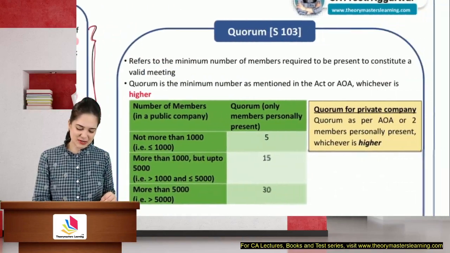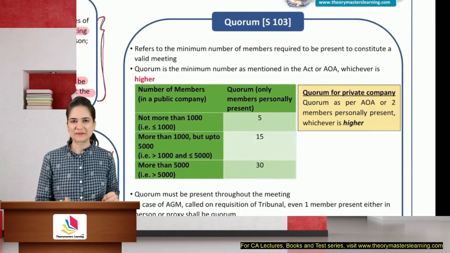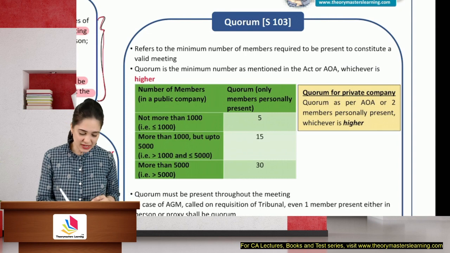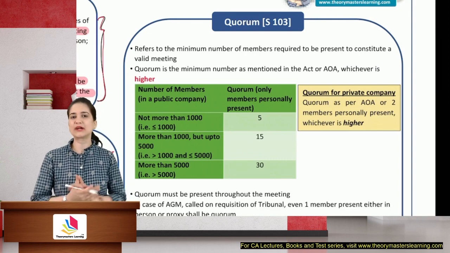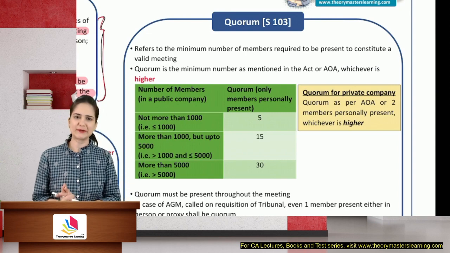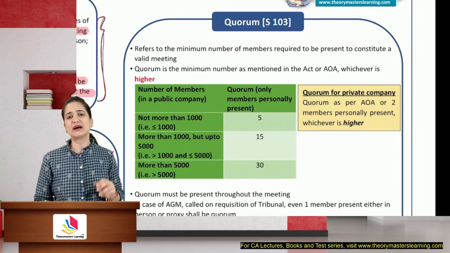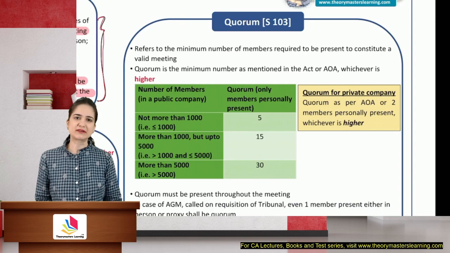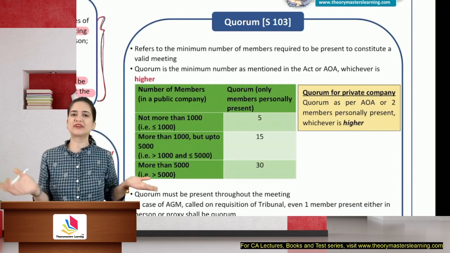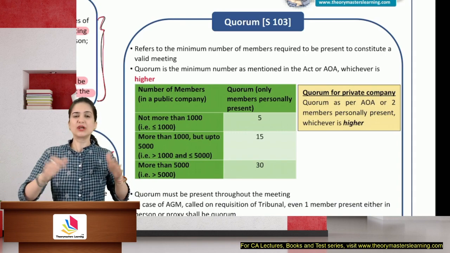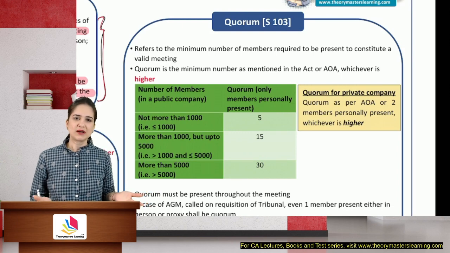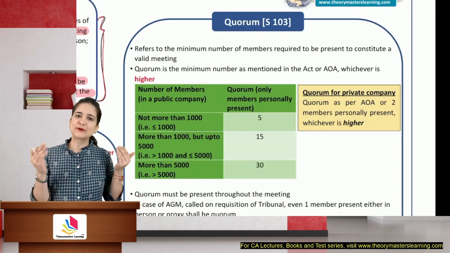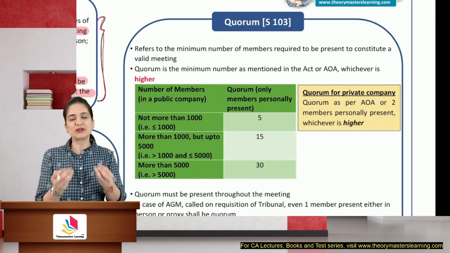Then one very interesting concept of quorum. Quorum, section 103, it refers to the minimum number of members required to be present to constitute a valid meeting. Let's say, for example, I have 3,000 members in my company and only 2 attend the meeting. They vote for all the 3,000 members. They take decision for all the 3,000 members. How can we allow only 2 persons to take decision for the majority?